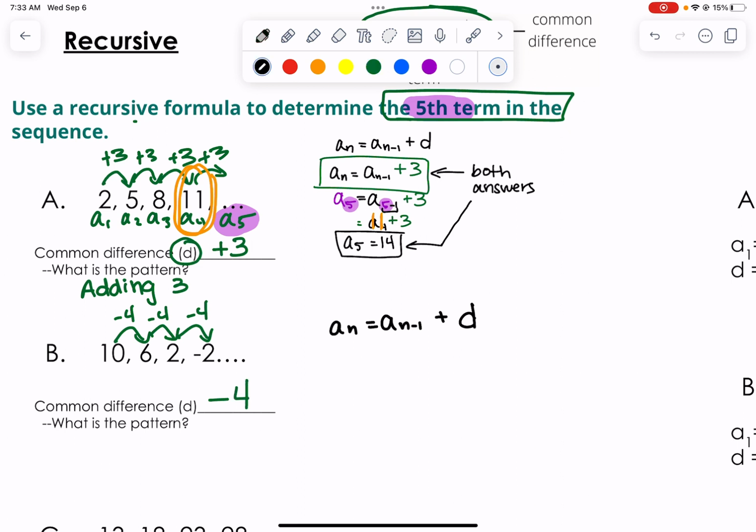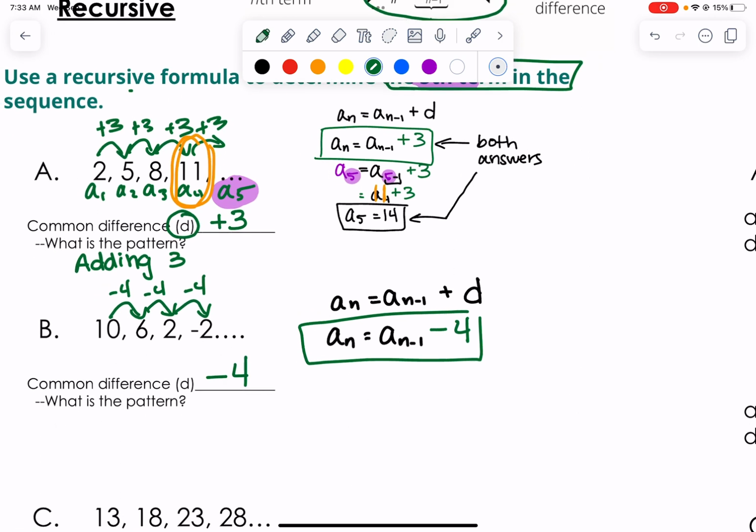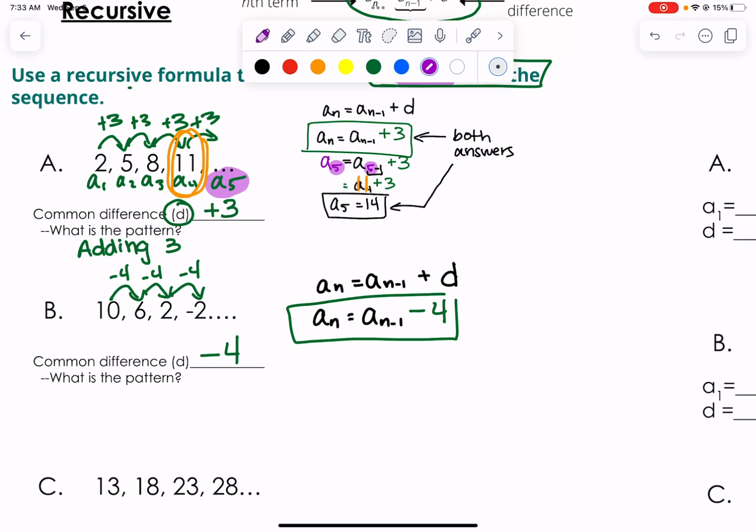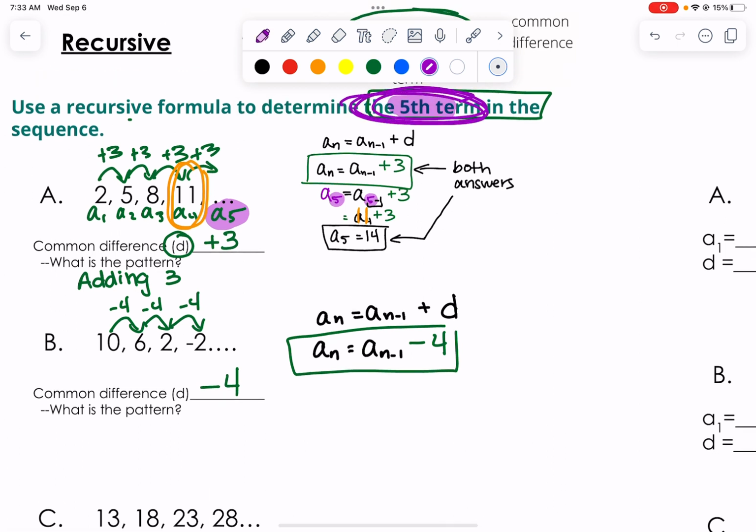So here we have AN equals AN minus 1, and instead of putting plus, we're going to put minus 4. That is one of your answers. Okay? So now we're going to determine the 5th term. Remember, 5th term again.